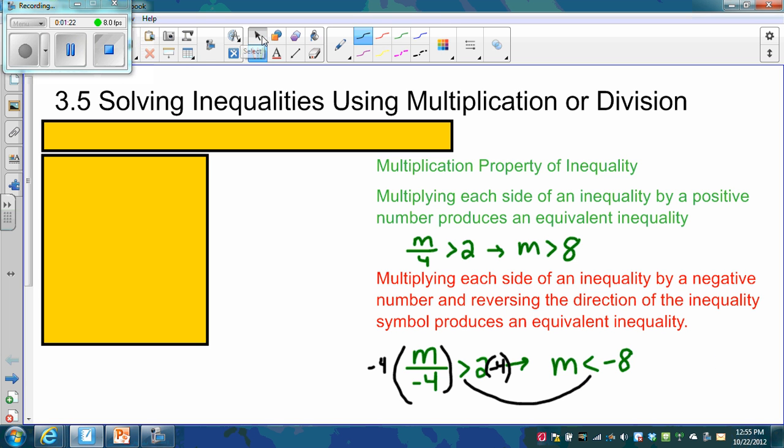So that's the big rule to remember here. If you multiply both sides by a positive, it stays the same. If you multiply or divide by a negative number, it switches.